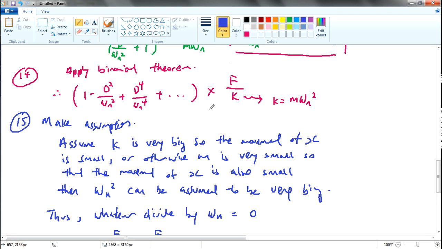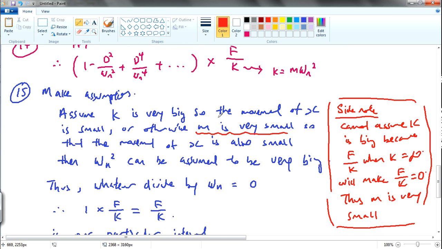You can either assume that k is very big, or actually we cannot assume that k is very big. Never mind, give me a minute. Okay, so I'm trying to explain why we choose omega as very big. There are two scenarios when we can assume that k is very big, so the movement of x is very small. What it means is that the stiffness of the spring is so big that when you pull out this mass and release it, it bounces very little.